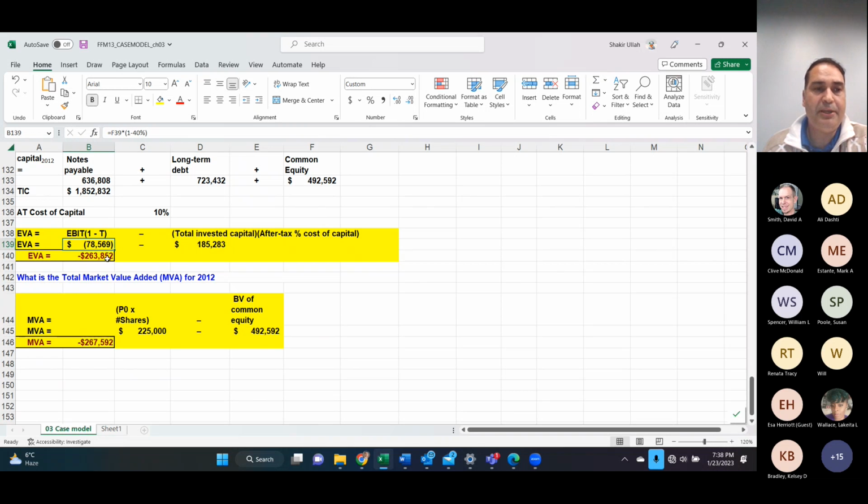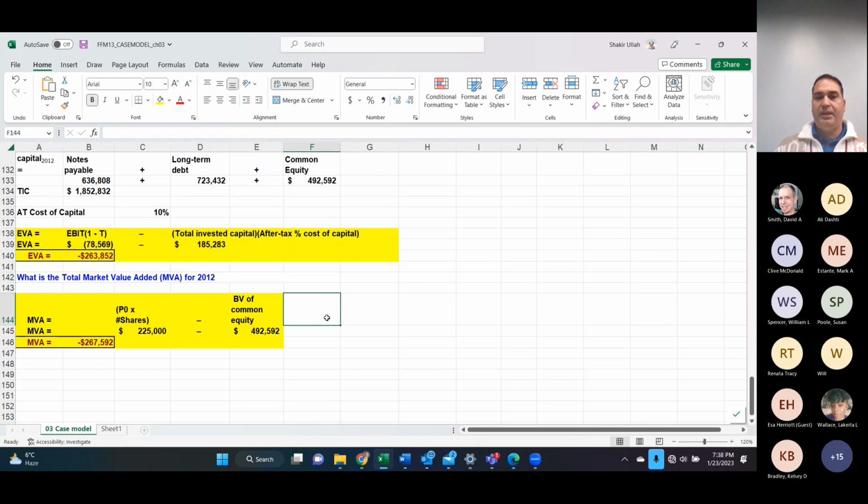The sum of the two is a bigger negative number, negative $263,852, which means in this particular year, the business eroded $263,852 of enterprise value. That's not a good business, okay? We're eroding enterprise value. Now, if there are any questions, just let me know. Otherwise, I'm jumping on to the next one.